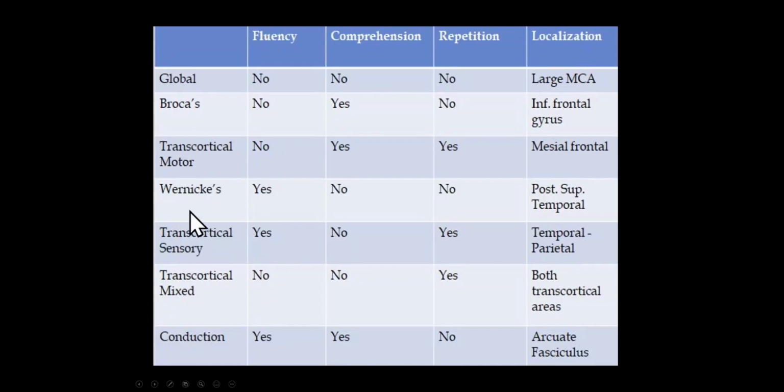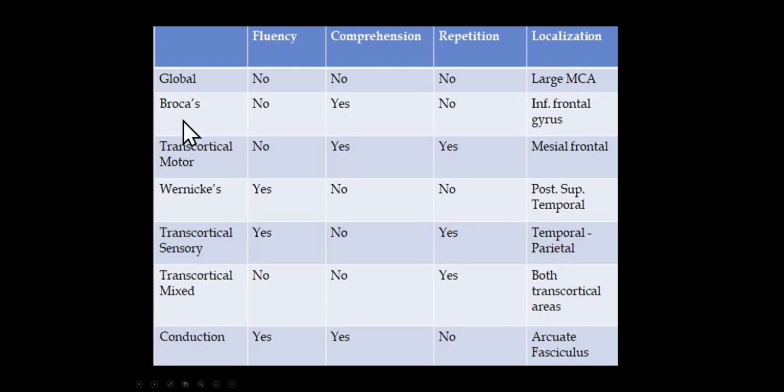And so let's just kind of go through the common ones first. So of course, if we have a massive global aphasia, it affects Broca's, so they're not fluent. It affects Wernicke's, so they can't comprehend, and they can't repeat. So that's a large MCA stroke. If it's Broca's, then it's not fluent, so getting words out is very effortful. But if Wernicke's area is intact, they can understand and they can follow commands, but they're very poor at repeating sentences. So again, the location there is the inferior frontal gyrus.